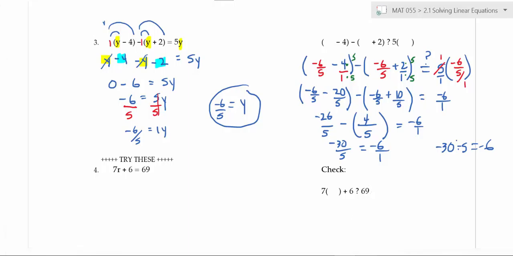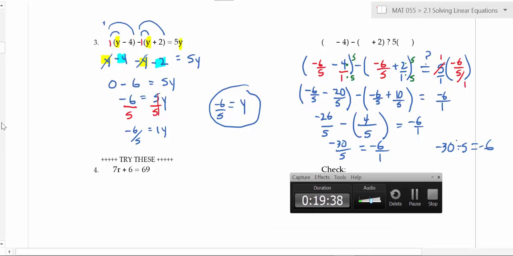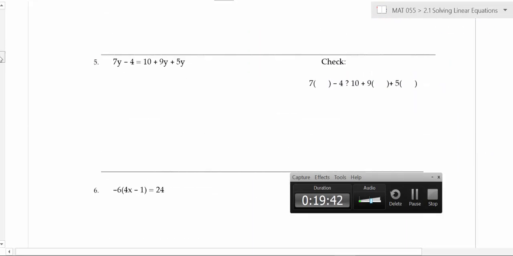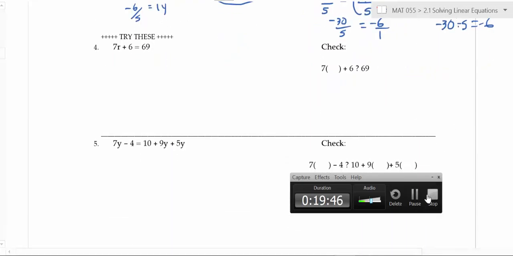Okay, so what I do on these recordings a lot of times is I pause and then I have you work out problems. So I'm going to have you work out the next problems. Okay, we're going to go work out number 4, 5, 6, and you're going to check them also. All right, so let's go ahead and work on that a little bit.